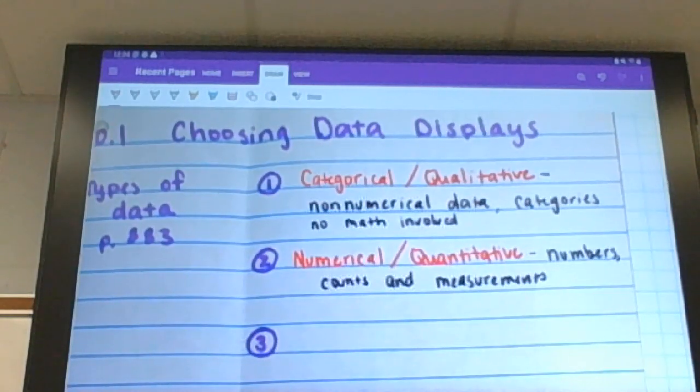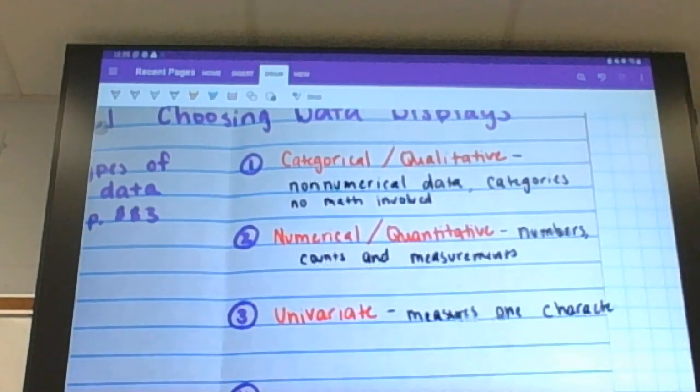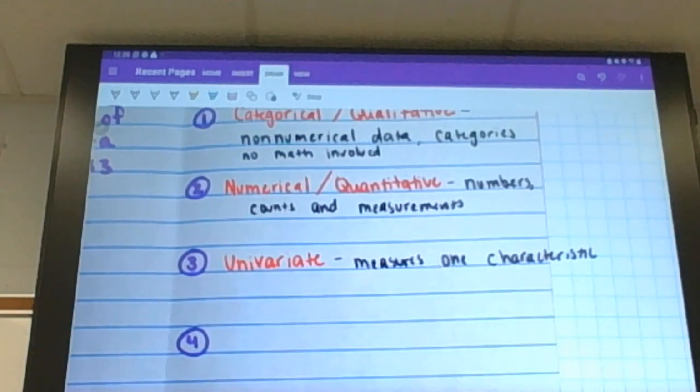All right, next. Univariate. A univariate only measures one characteristic. So a univariate data would be, we're collecting everyone's height today. One characteristic. We want to know your height. Now the next one is bivariate. If it's bivariate, we're collecting two pieces of data. So bivariate would be, we want to know your height and your age. Two characteristics.